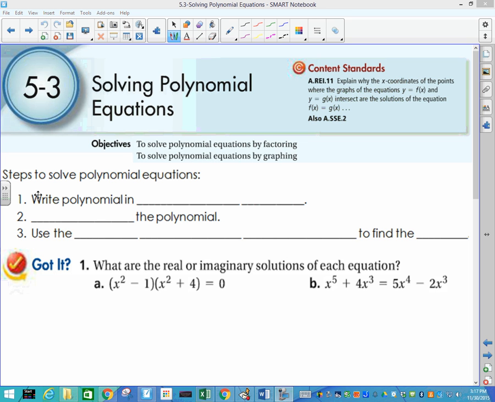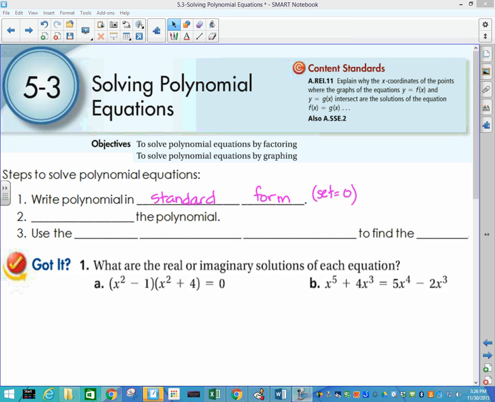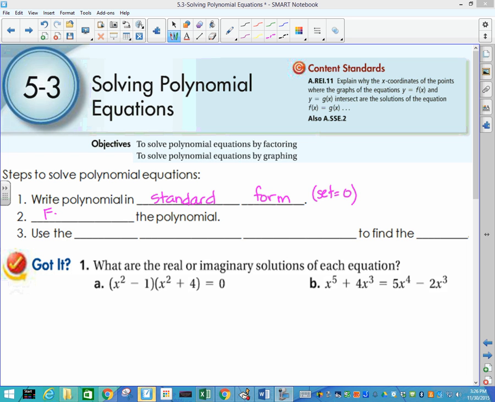First and foremost, just like anything we've done past linear, you want to write that polynomial in standard form. That's what you did at the beginning of this chapter. You practiced that. That means that you're going to set it equal to 0. And after you have it set equal to 0, then you are going to factor the polynomial. So yes, you thought we were done. We're not done with factoring.